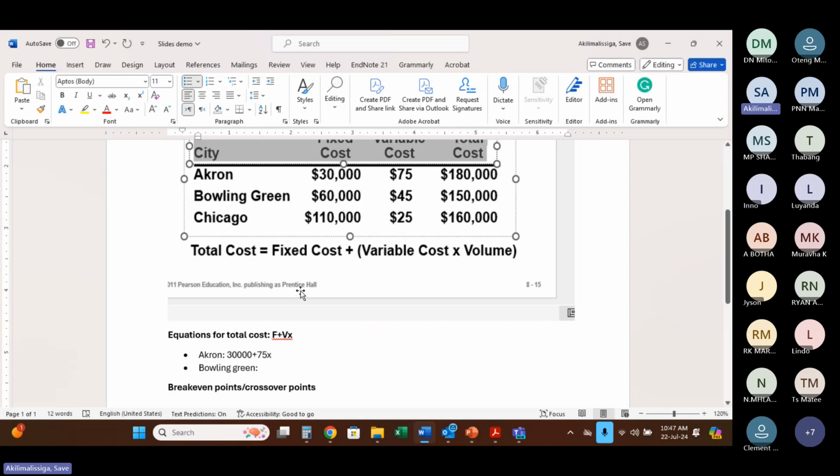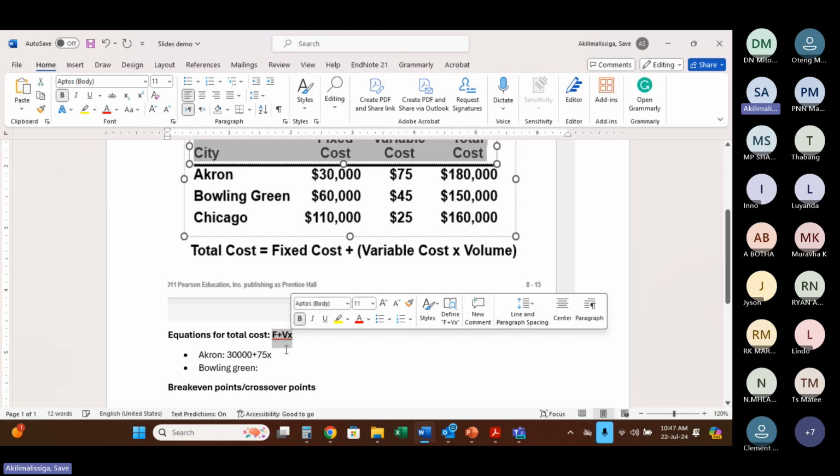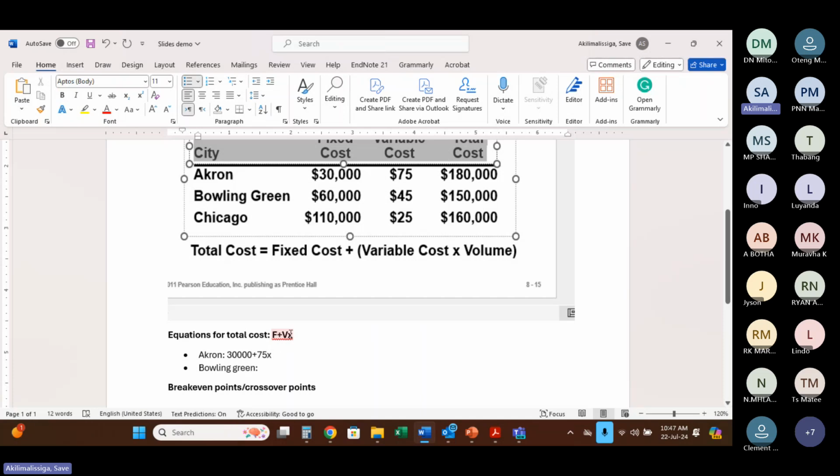Thank you. So we have to follow this formula here: fixed plus variable cost every time. So now, if you move on to Bowling Green, the fixed cost is 60,000. So here we have 60,000 plus 45x, which is the volume.